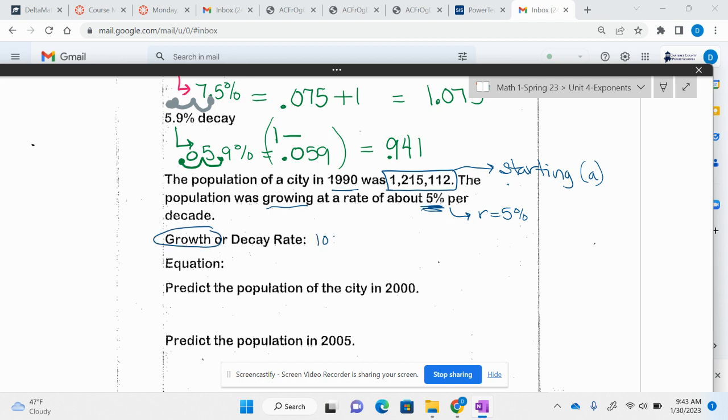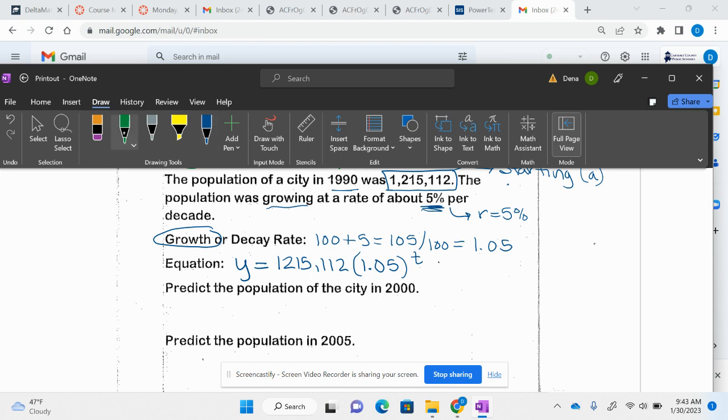So I take 100 plus 5, which is 105, divided by 100. That gives me the 1.05. So my equation, y equals A, my starting value, 1,215,112, times B, my growth rate or my multiplier, 1.05 to the power of T.